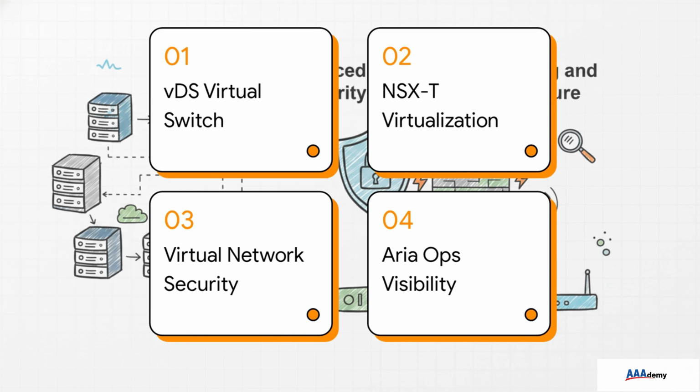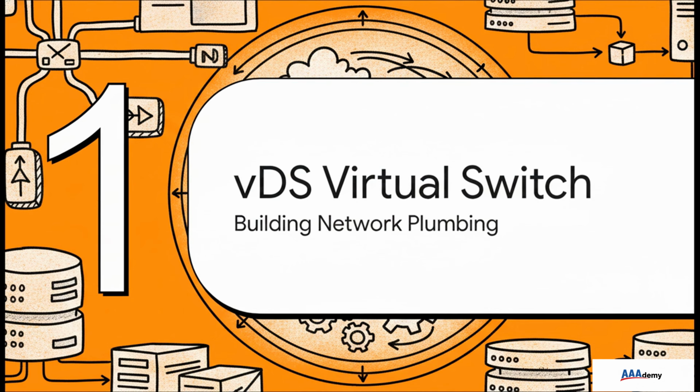First up, the vSphere distributed switch. Then, network virtualization with NSX-T. After that, we'll get into securing that virtual network, and finally, getting complete visibility with Aria Operations. Section 1. The vSphere Distributed Switch, or VDS. This is all about building the network plumbing, our absolute foundation.